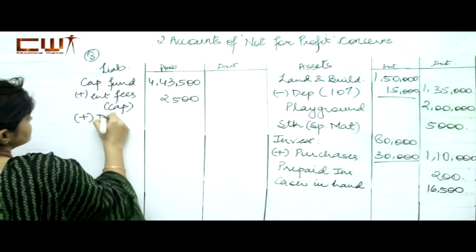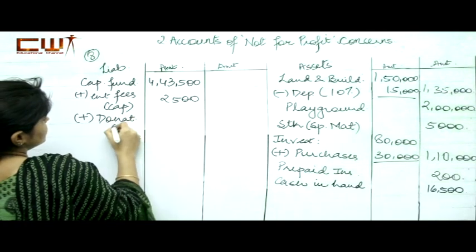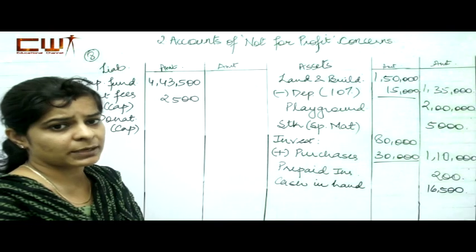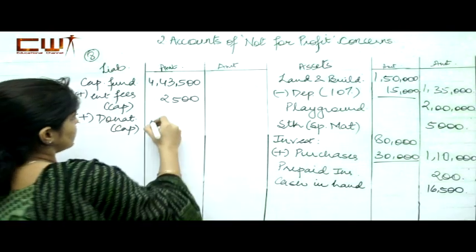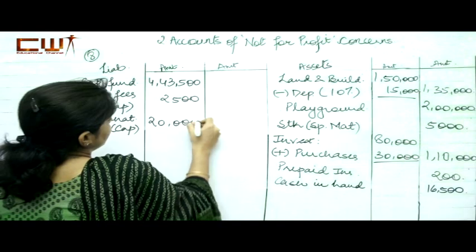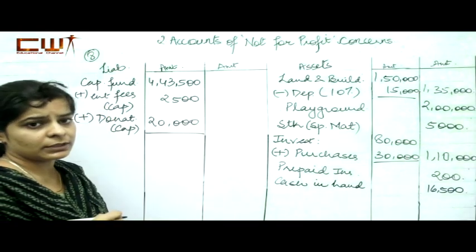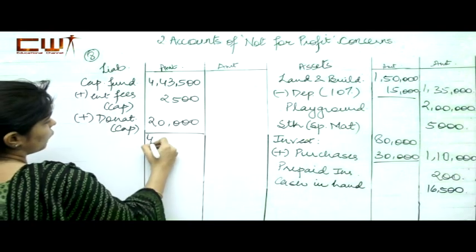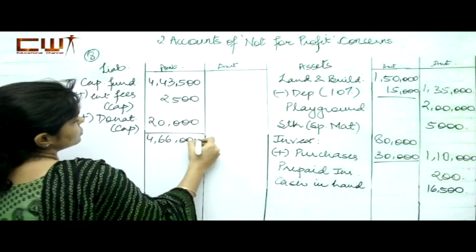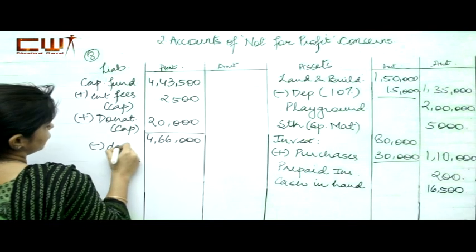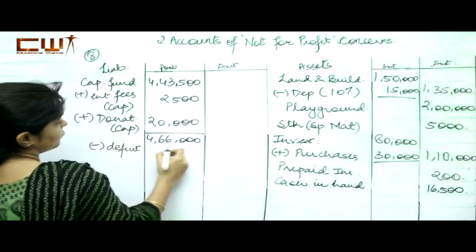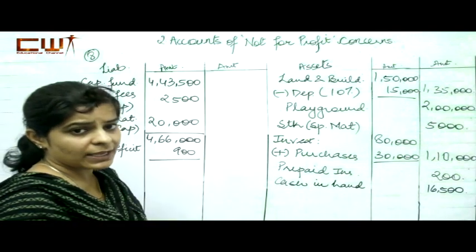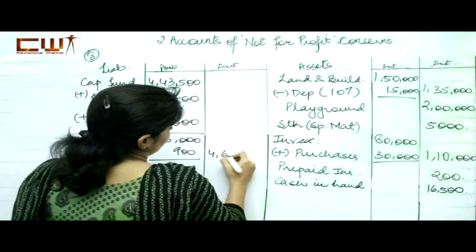Next is donation. Donation was capitalized, so you will add that. What was the donation amount that was capitalized? That was 20,000. Add that. So you will have 4,43,500 plus 2,500 plus 20,000, that will give you 4,66,000. You will subtract the deficit of 900 that you calculated, so that will give you 4,65,100.